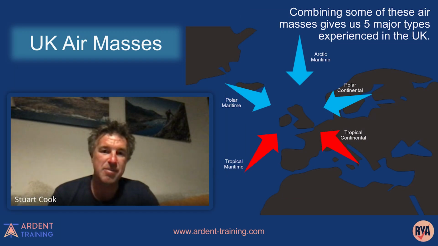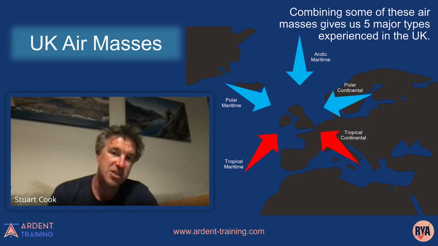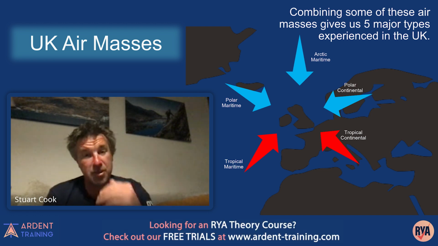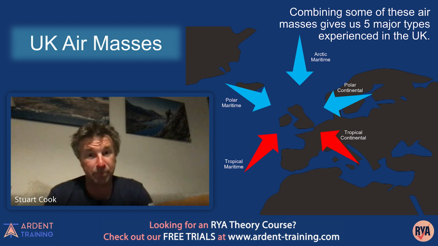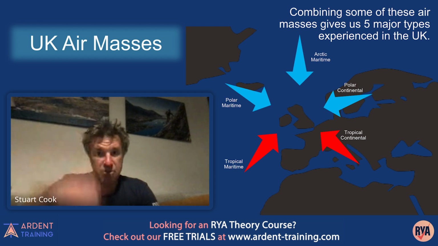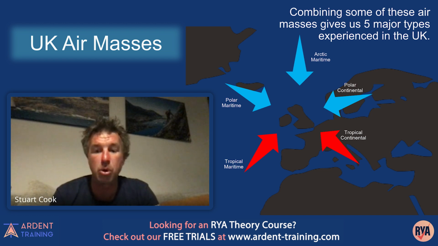Tropical maritime is warm, wet weather because it's coming off the Atlantic. Polar maritime is cold, wet weather because it's coming from the North Atlantic, where the waters are much colder. And Arctic maritime is super cold, wet weather because it's just coming straight down from the poles. So they're the kind of ones we'd experience.